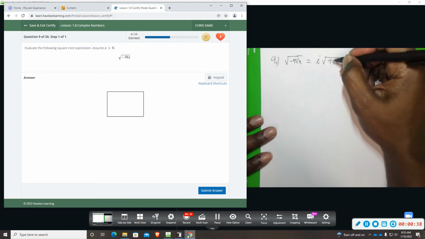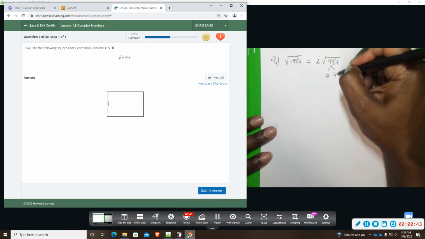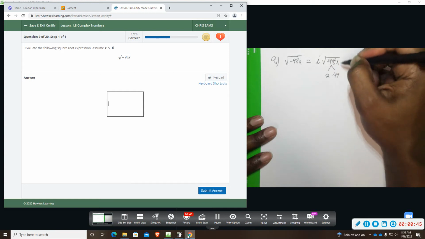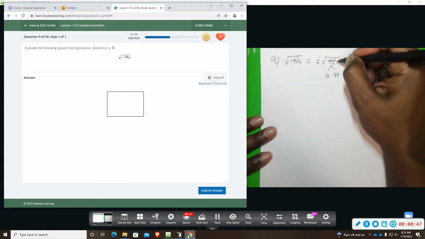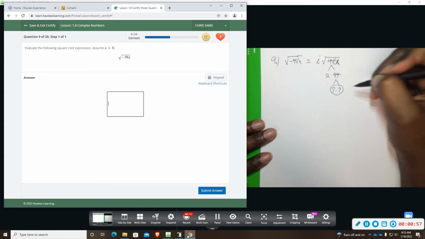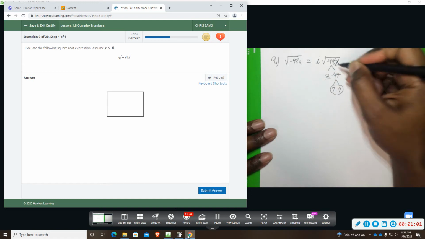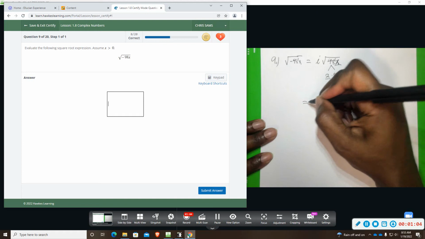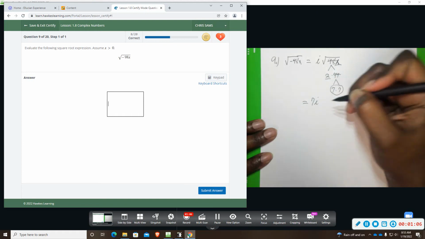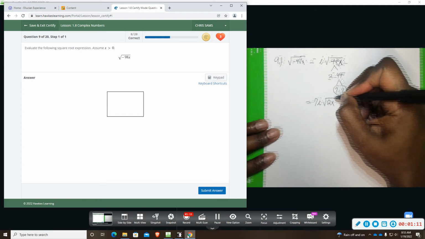Okay, we're going to break down 98 into 2 and 49. And then the x is just going to stay under there because I don't have any powers on the x. I can't break that down. And then 49 is 7 times 7. So I have a pair of 7s that can come out. The 2 stays and the x stays. You gotta not forget about that x. So at the end of the day, we get 7i square root of 2x.